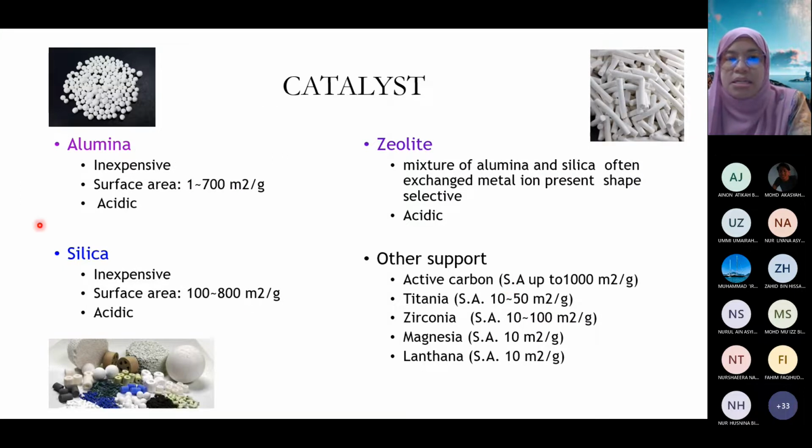Okay, then this is an example of catalysts used in industry: alumina, silica, zeolite, and then supports such as zirconia. Usually we use zirconia as a support, for a supported catalyst. For example, an alumina catalyst, you can attach it with zirconia, so it becomes a supported alumina catalyst, or we call it an alumina-zirconia supported catalyst. So the main catalyst is alumina, and zirconia is the support.